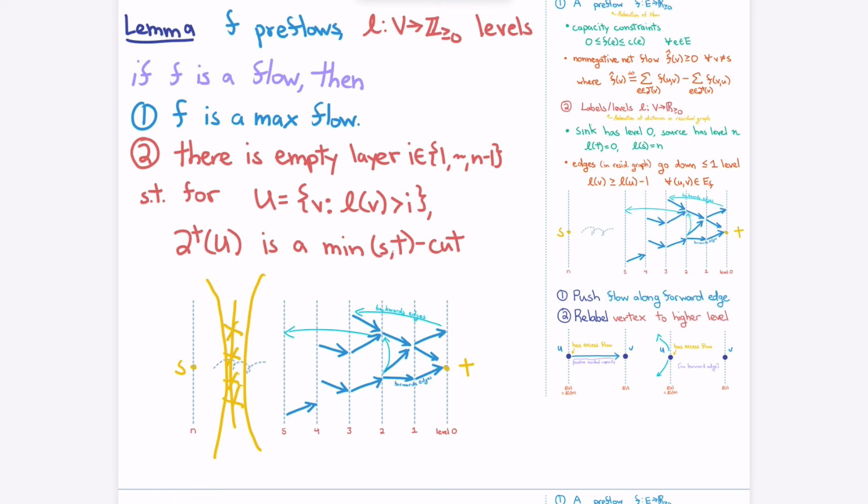Okay, so we're going to try to argue that the amount of flow we routed, which should all be sitting at T at this point, because there's no other active vertices, should be equal to the capacity of the cut induced by this empty layer. And then you're just done.